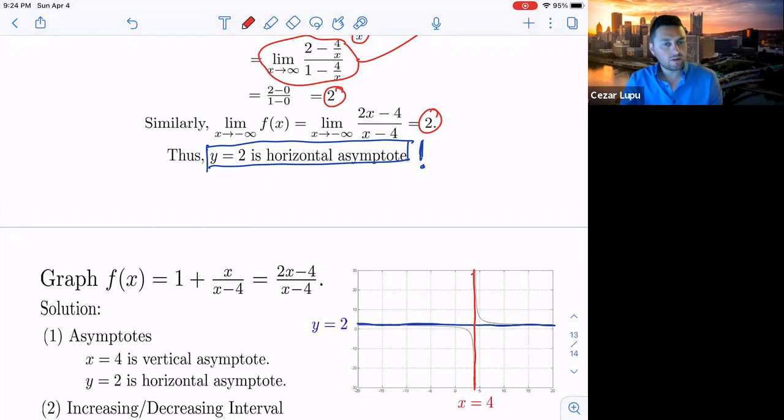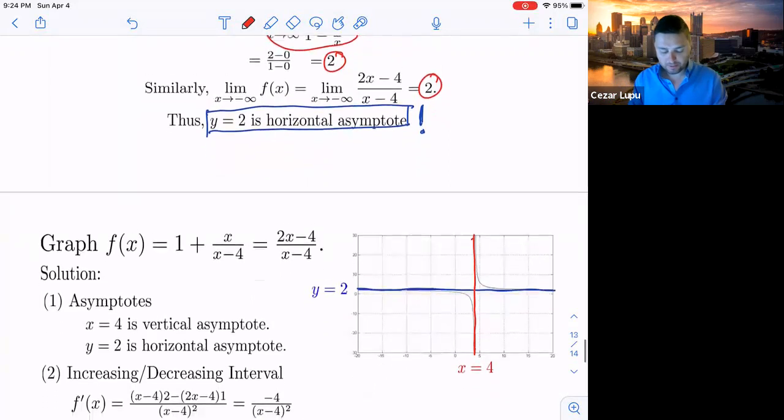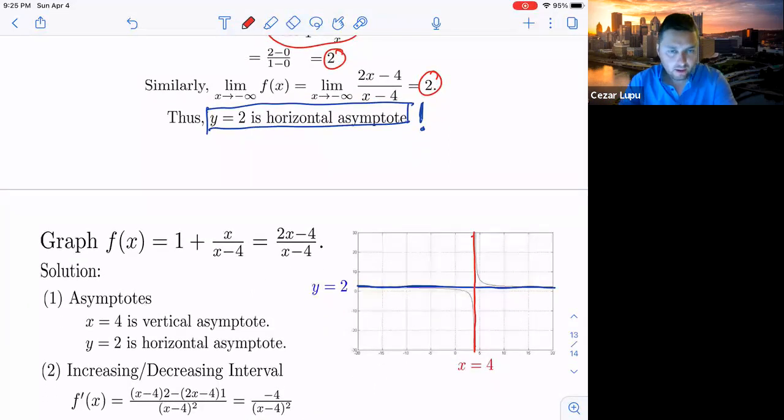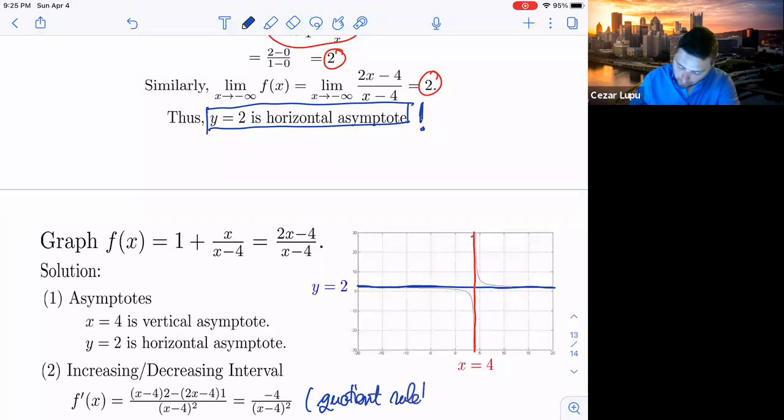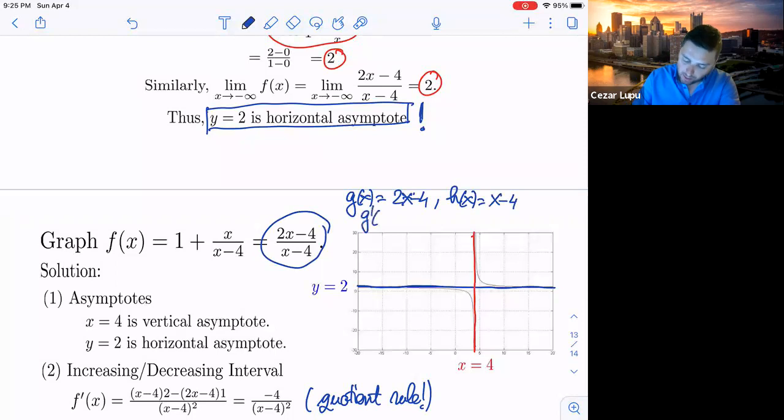So again, if we take the first derivative of this function, and again, I will leave this to you as an exercise. So the derivative will look like this. So f prime of x, well, again, we apply the quotient rule. Let me just say that to make myself very clear. This is the quotient rule, because this function is defined as the quotient of two functions, right? Let's say g of x is 2x minus 4, and h of x is x minus 4. And g prime of x is 2, and h prime of x is 1. So again, by applying the quotient rule, we get this guy here.